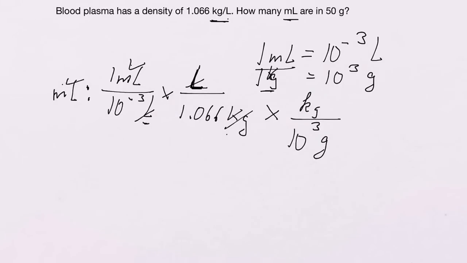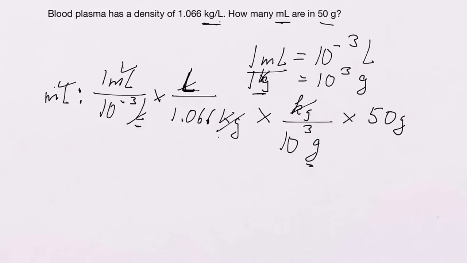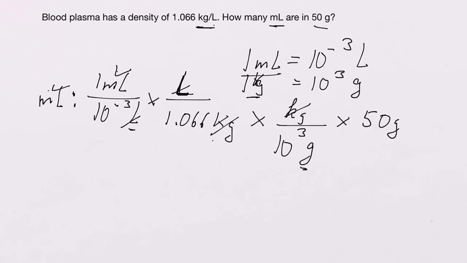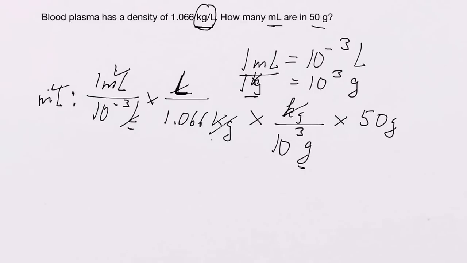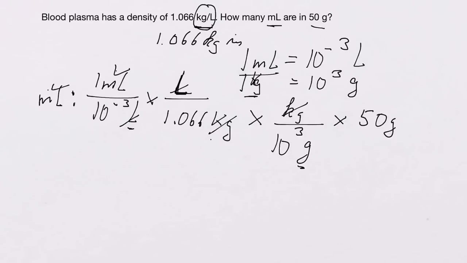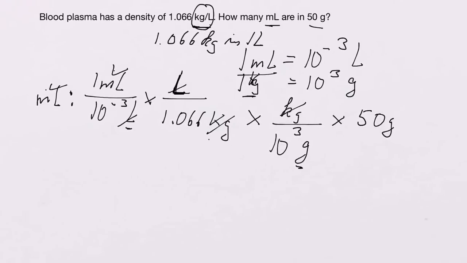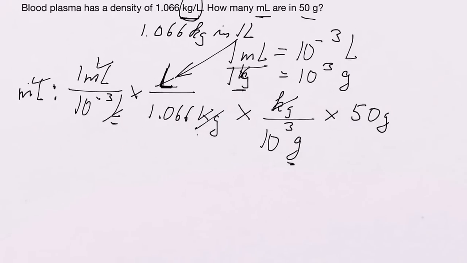Now the kilograms cancel out, and all we need to do is get rid of the grams. So do we have grams anywhere? Yes, we've got that here, 50 grams. The important thing is that we can use this unit here just as 1.066 kilogram in 1 liter. If we write it like that, then it becomes obvious that we can easily put that up here.